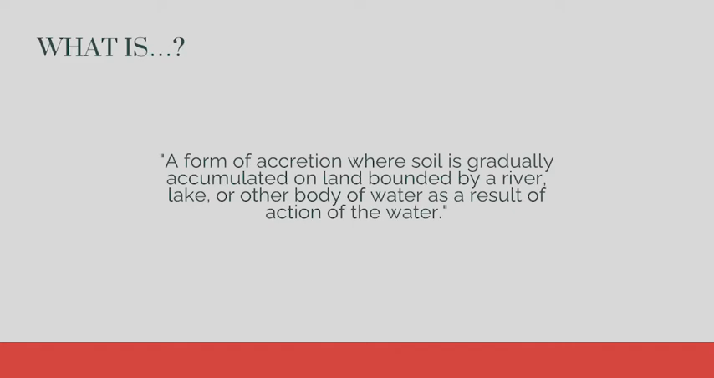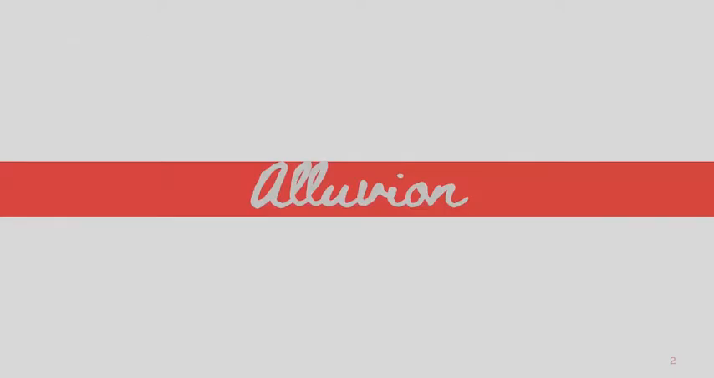A form of accretion where soil is gradually accumulated on land bounded by a river, lake, or other body of water as a result of action of the water. Again, a form of accretion where soil is gradually accumulated on land bound by a river, lake, or other body of water as a result of action of the water. Alluvion.